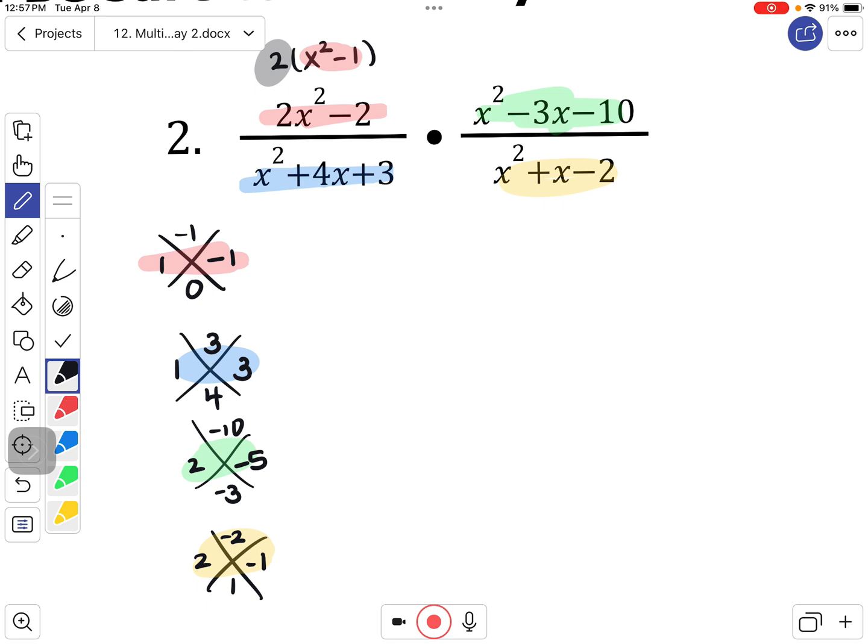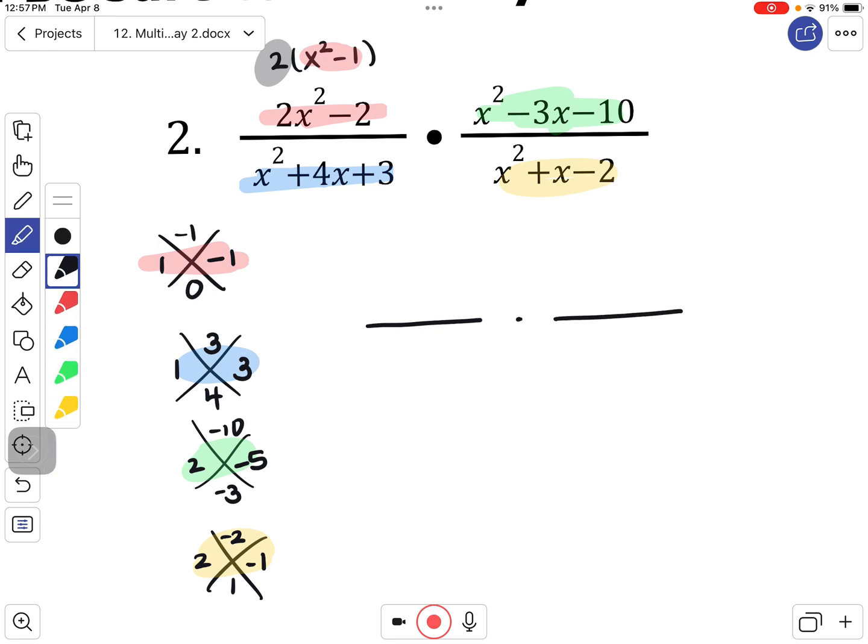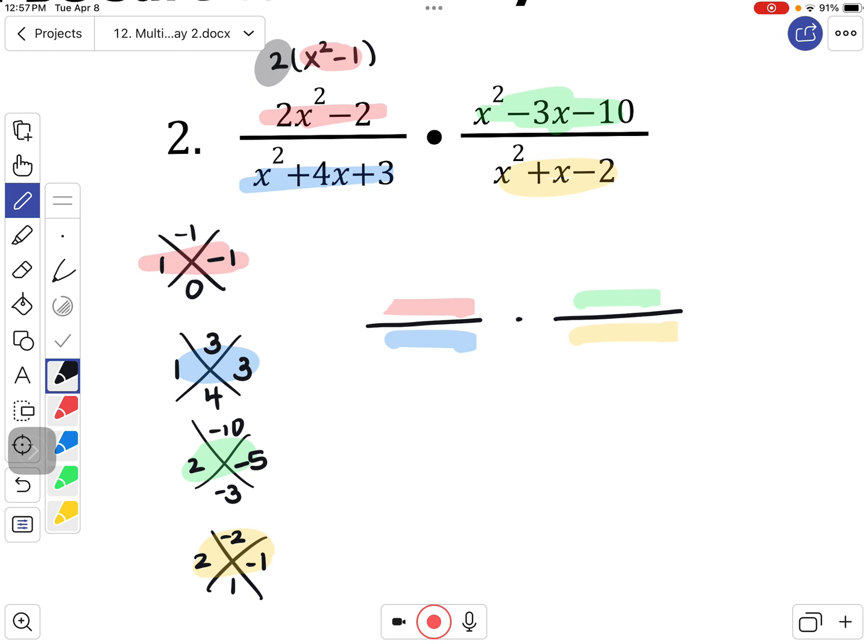Okay, now we're just going to set up 1, 2, and I'm going to color coordinate them again. So I have red, blue, green, and yellow. So let's start with our red one. I'm going to start with my little brother or sister first. Whoops, that's the highlighter. So I'm going to start with my 2, and then I'm going to say x plus 1, x minus 1.